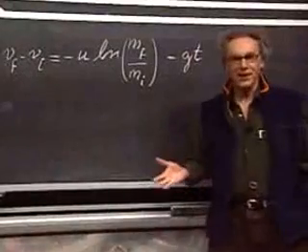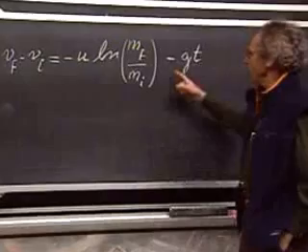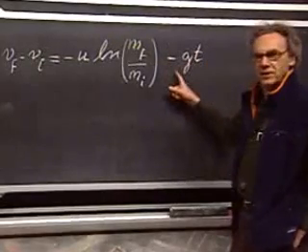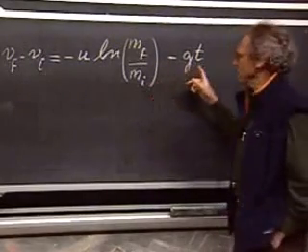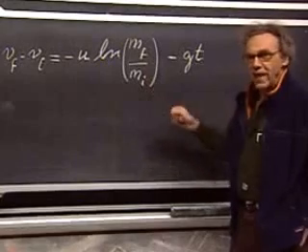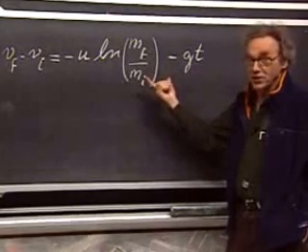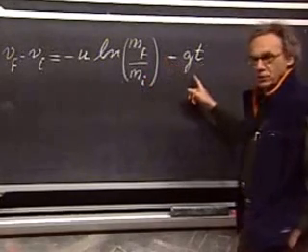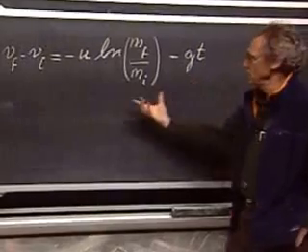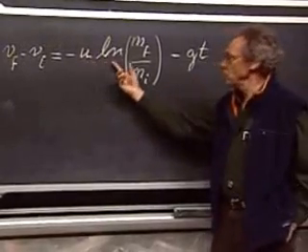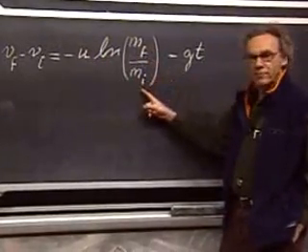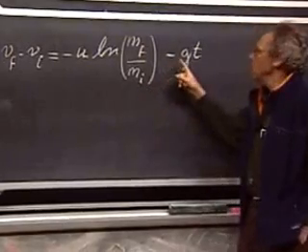When I watched my lecture, I noticed that in my enthusiasm I put brackets around the minus gt. This is quite misleading because it may give you the wrong impression that there's a product at stake here, which is not so. So the brackets really should not be around the minus gt. It is this term, minus u logarithm of mf divided by m initial, minus gt.